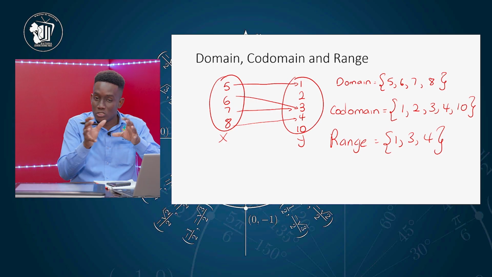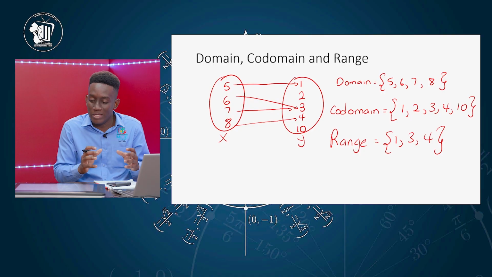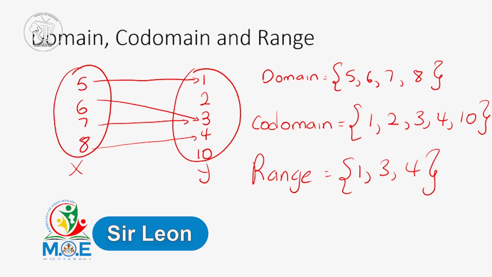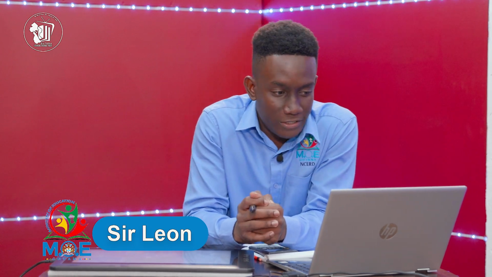Domain is everything that is coming from, the codomain is everything in the other part of the arrow diagram, and the range would be everything that is being mapped onto. So let's move on to the types of relations.